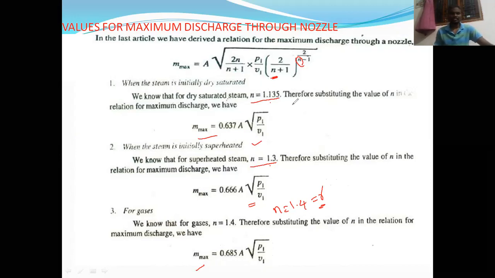We will get such problems in competitive exams. By simply giving the index value, they will ask to find the m max. According to the condition, for example, if the exam says dry saturated, we take n equal to 1.135 and find it like this. These are the different values for the maximum discharge according to the conditions. I hope you understand the things.